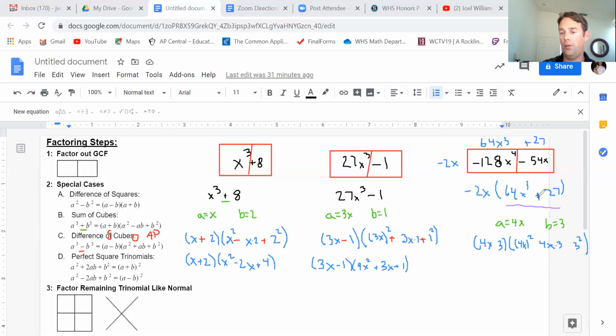So same sign, plus, so same as plus. Opposite, so this is a plus, therefore this is a subtraction, and then always positive. But also, don't forget, I had that -2x out in front, so I'm going to go ahead and bring that down real quick. Don't want to forget that number I factored out. So then my final factors would be -2x, 4x plus 3, 16x squared minus 12x plus 9.